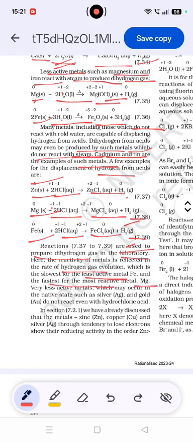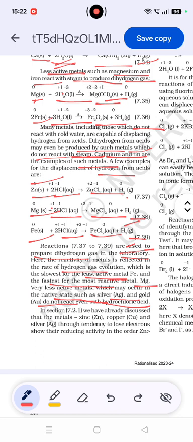Now, based on the amount of hydrogen produced, we can tell which is more reactive and which is least reactive. Iron is the least reactive, so a smaller amount of hydrogen is produced, and the fastest is for the most reactive metal, magnesium, compared to the other two, which produces a large amount of hydrogen gas. Then very less reactive metals which may occur in the native state, such as silver and gold, do not react even with hydrochloric acid.